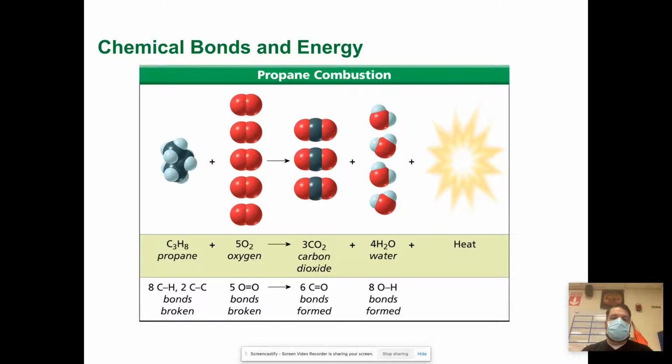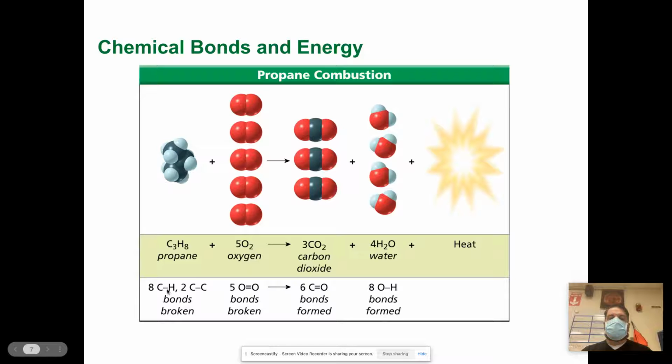So propane combustion, when you look at this, you have propane, that's this stuff right here, C3H8, and 5 molecules of oxygen. Then combustion takes place. You're going to break the bonds of everything. You're going to form 3 molecules of carbon dioxide and 4 molecules of water, and heat. Now the bonds, if you look at this, these are the bonds that are broken. These bonds are broken. These bonds are formed. And these bonds are formed.